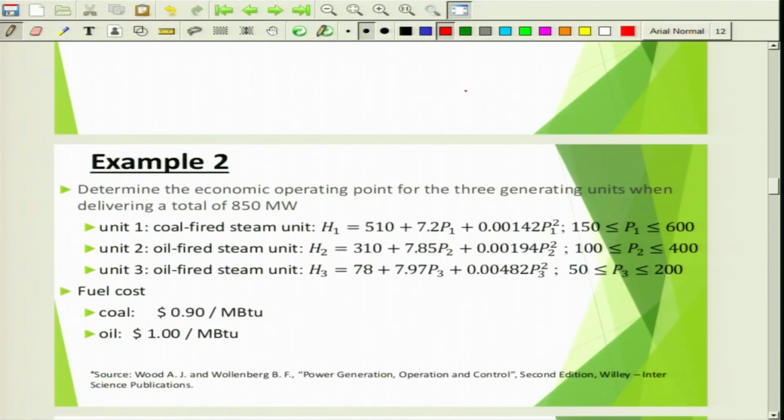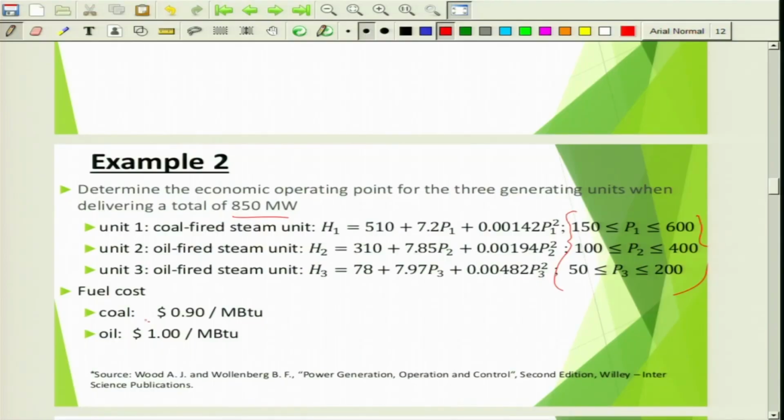And let us take another example. Now determine the economic operating point for the 3 generating units when delivering a total of 850 megawatt. The same thing, but here there is an inequality constraint which has been added. Earlier there was only an equality constraint. Now we are also increasing complexity to the next level. We are adding an inequality constraint. Now coal price is changed and oil price remains the same.